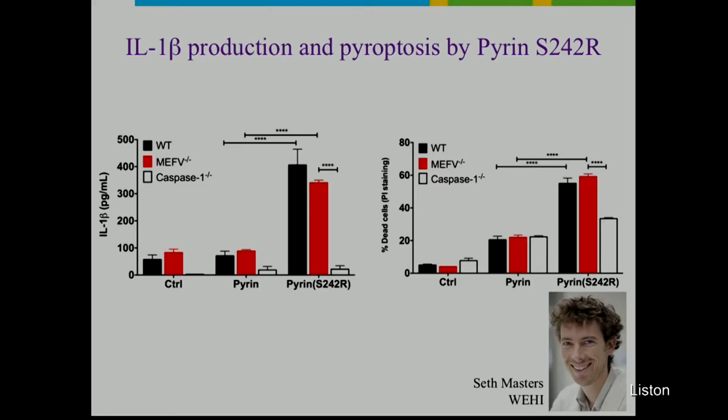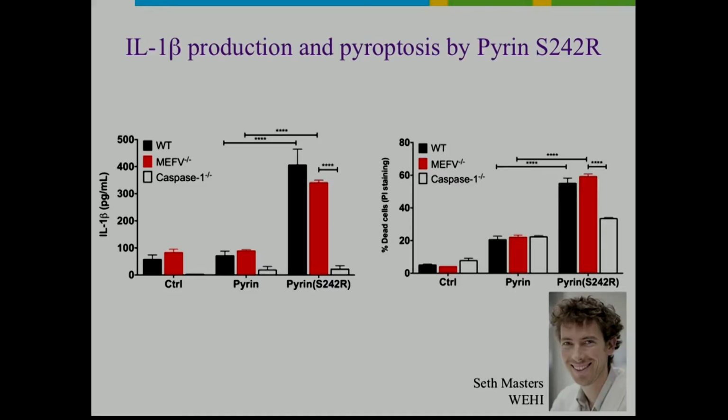And at that point, we wanted to work out what it is that's happening, why this serine residue, 242, is causing a dominant form of inflammatory disease, unlike all the other mutations that cause a recessive form, and they cause a different disease. They cause familial Mediterranean fever, rather than this neutrophilic dermatosis. So for this, we collaborated with Seth Masters from WEHI, and we wanted to look at the biochemical effects of this Pyrin mutation.